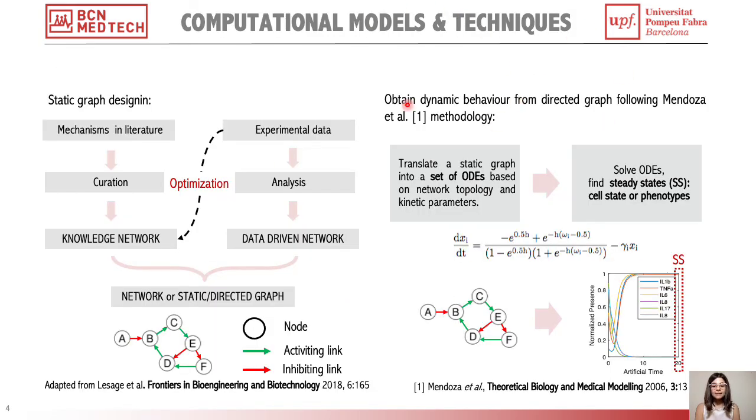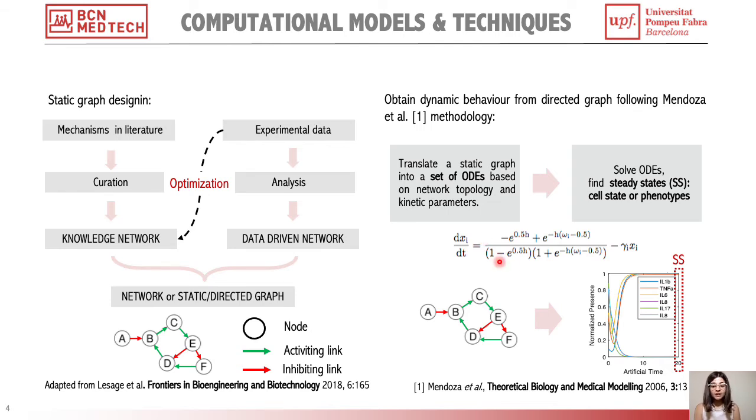Network-based models are a powerful framework to study signaling routes within a cell. But first, a static graph must be developed. There are different strategies used to construct it, but we used a knowledge-driven approach, combining it through an optimization step against experimental data. In order to obtain dynamic behaviors, the static graph is translated into a set of ordinary differential equations based on network topology.